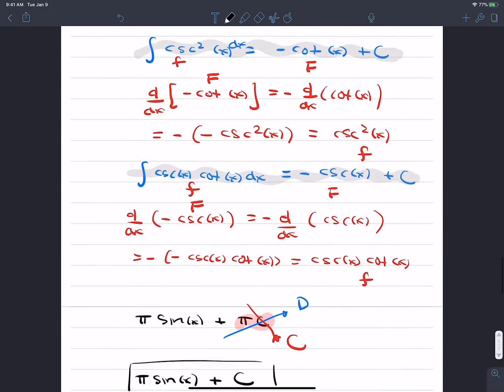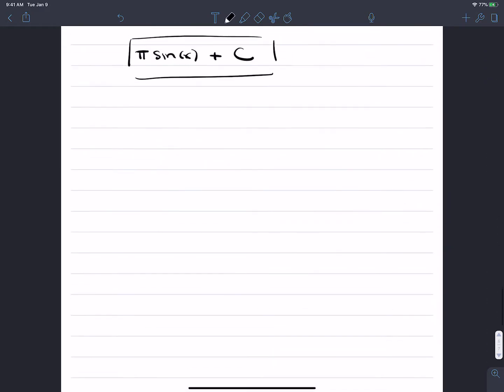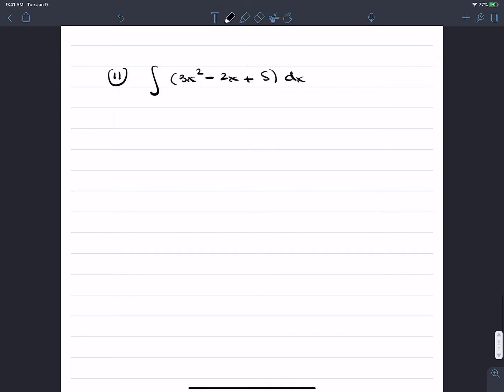However, as we continue, let's go to another odd number, like number 11 here. They can give you just a nice polynomial function, like the integral of 3x squared minus 2x plus 5. So here's just a nice polynomial now. What you want to do is use the properties. So I'm going to write that down here for us. Use the properties of antiderivatives or indefinite integrals.